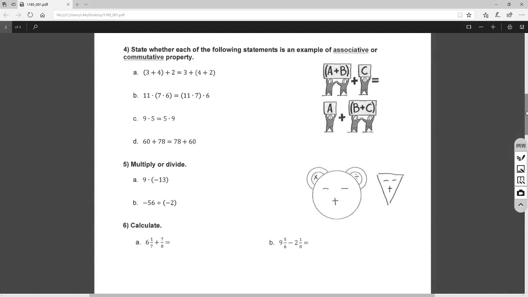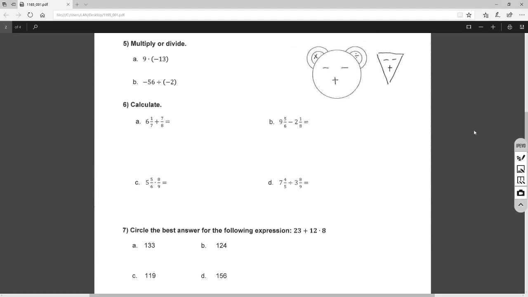All right, then number 5, you're either going to multiply or divide, and notice I gave you a little bear face, and you could draw in your negative and positive symbols, and that will help you figure out if your answer is going to be negative or if it's going to be positive. So looking at A, you're multiplying 9 times 13. Okay, so 9 times 13 gets you 117.